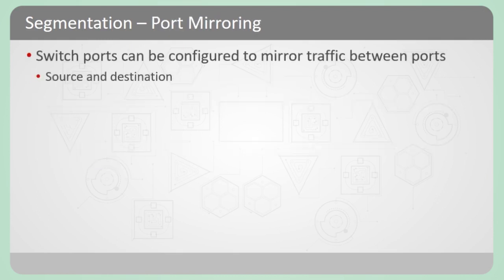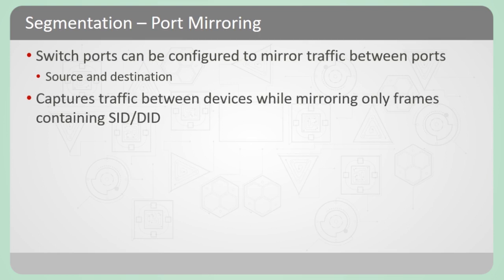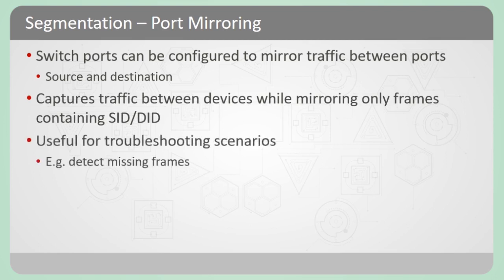VLANs. Port mirroring is not so much used for segmentation, but it does, in essence, duplicate the traffic that is coming across any given port, hence the term mirroring. And it does track the source and the destination addresses, but it's more so used to capture the traffic between devices while mirroring only the frames that contain a source ID and a destination ID. This is typically used for troubleshooting if you're trying to detect missing frames, for example. So you can literally create this mirrored network, which officially counts as segmentation, but all it does is just capture up the packets so that you can analyze them to try to find out what's wrong in certain scenarios.